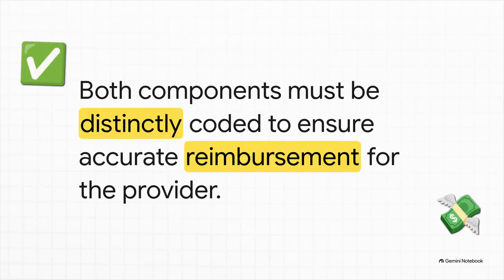This whole scenario brilliantly illustrates why documentation integrity is just everything. Both components have to be distinctly coded to avoid double billing. Think about it. If a physician forgets to use modifier 26, they are essentially claiming they own the multi-million-dollar imaging machine. And when the independent facility also bills for that same equipment, the payer is going to instantly reject both claims. Clean claims totally rely on this exact alignment.